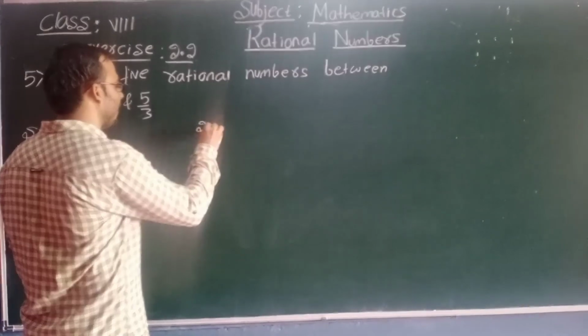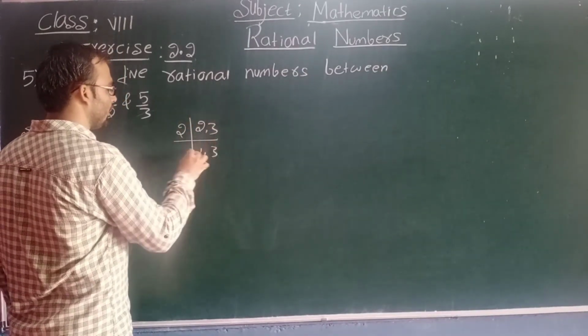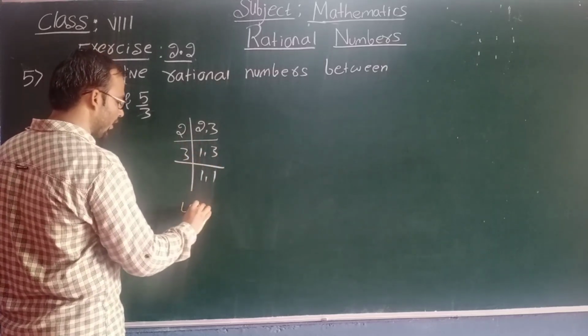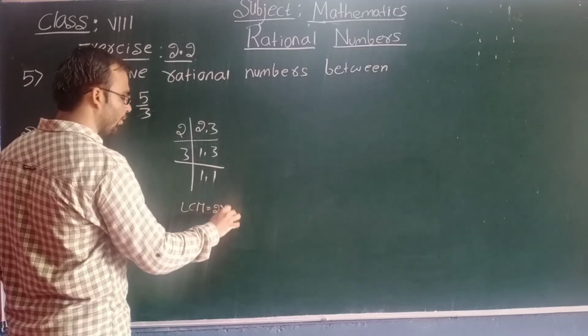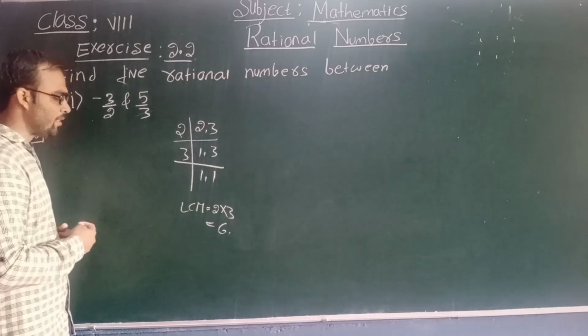So how we need to equalize? By LCM. So 2 ones are 2, 3 as it is. 1 as it is, 3 ones are 3. Then what is LCM here? 2 into 3, 6. LCM is 6.